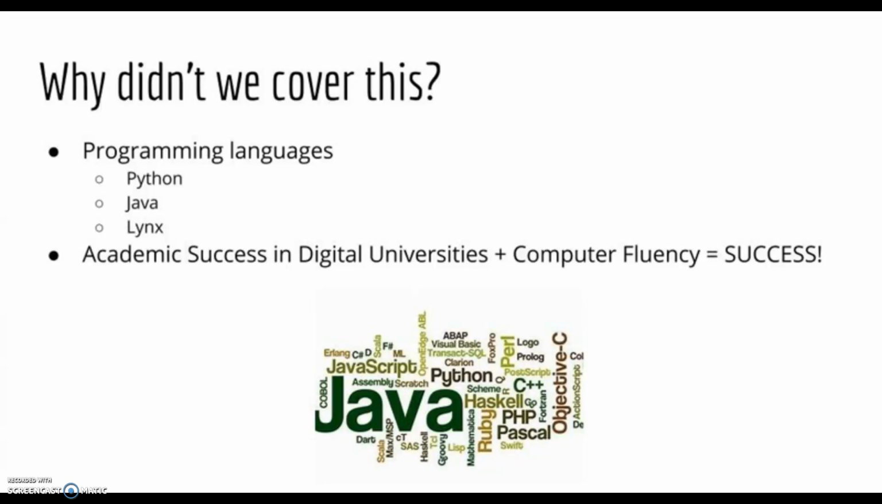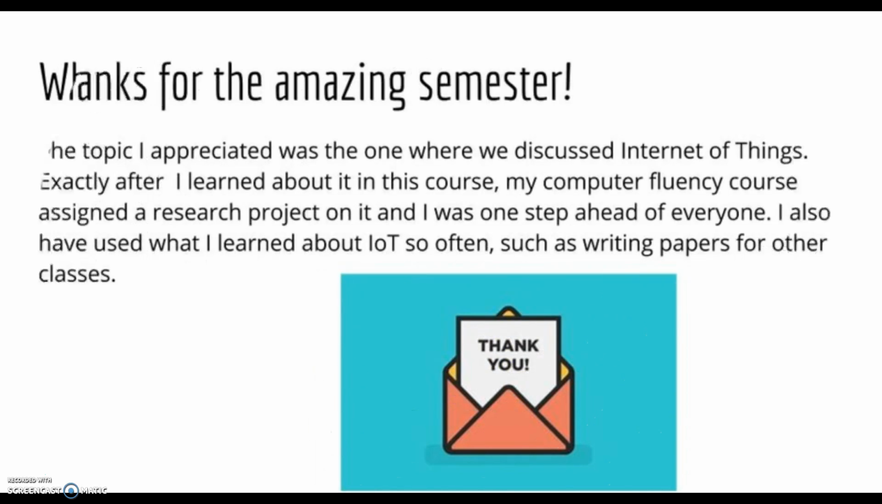This would benefit me because while I was taking this course, I was also taking computer fluency, so I was hoping that each course would kind of feed off each other, resulting in a better comprehension of security, artificial intelligence, and programming. The topic I appreciated was the one on Internet of Things. Exactly when I got through learning about IoT, we were required to do a research paper on computer fluency course. And to say the least, I was ahead of everyone.